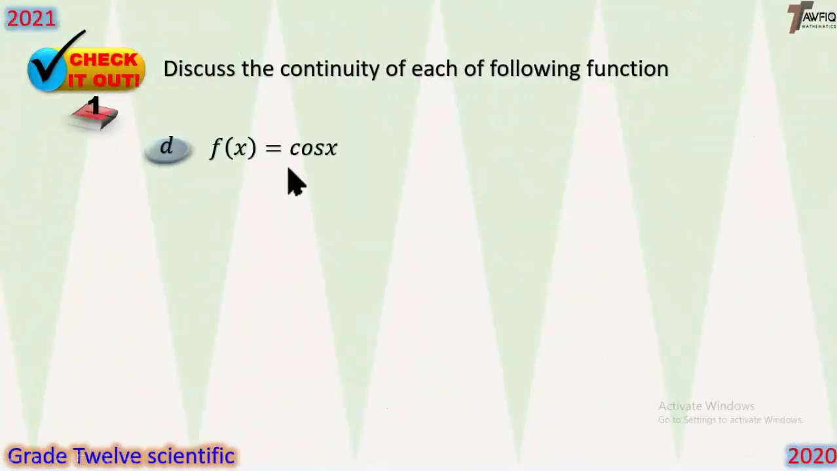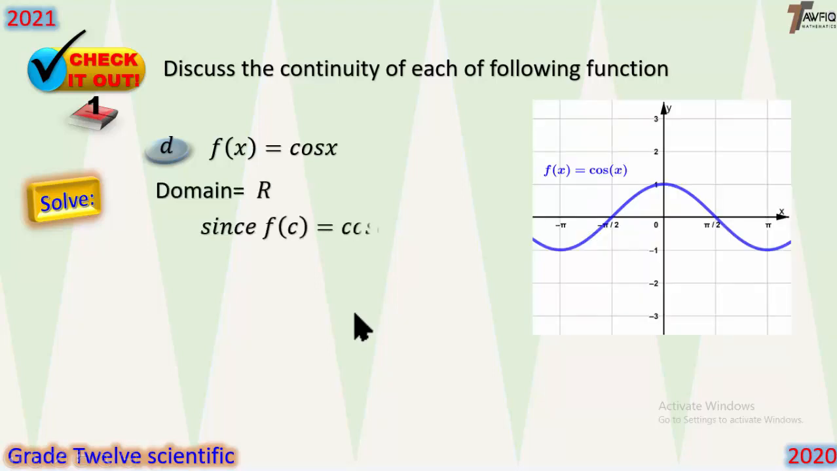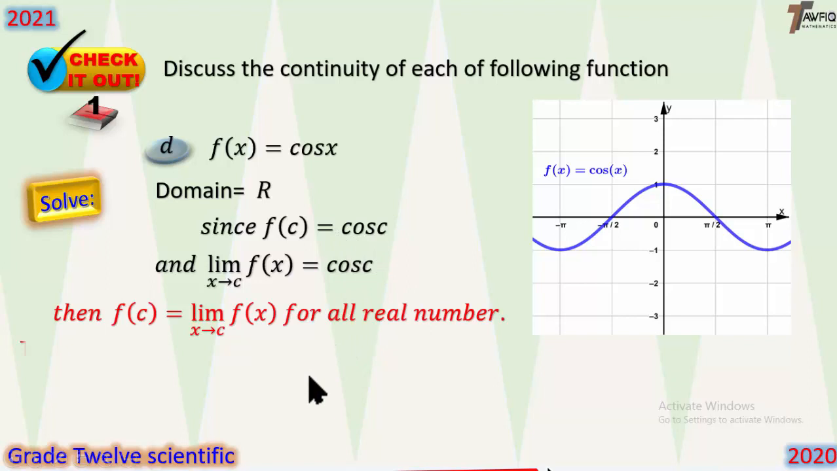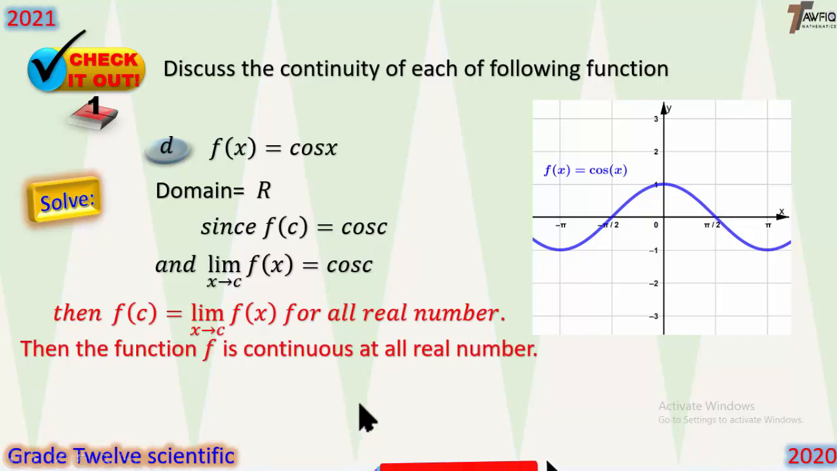D, f(x) is equal to cosine x. As you know, the domain of cosine is all real numbers, therefore this function is continuous at all real numbers. But to prove that, we take any number like c from the real numbers, find f of c, which is cosine c, and find the limit when x approaches c, which is cosine c, because cosine c is cosine c. Therefore, the function is continuous at all real numbers.